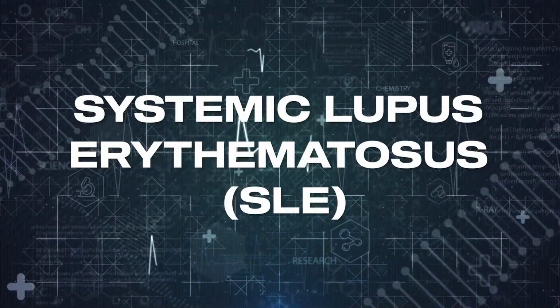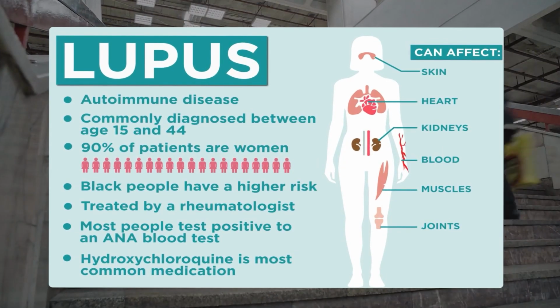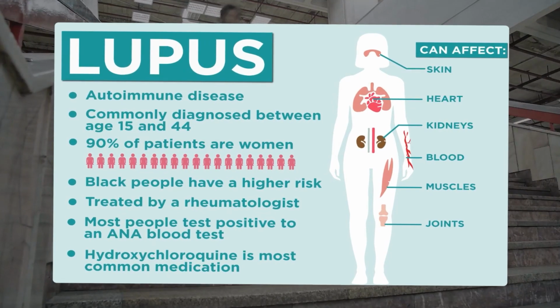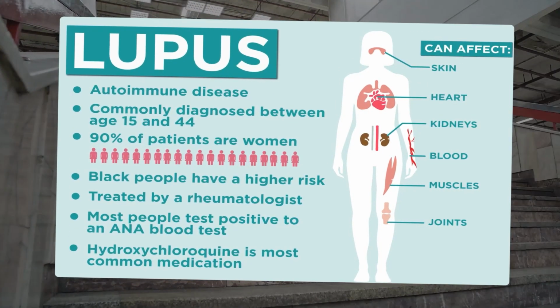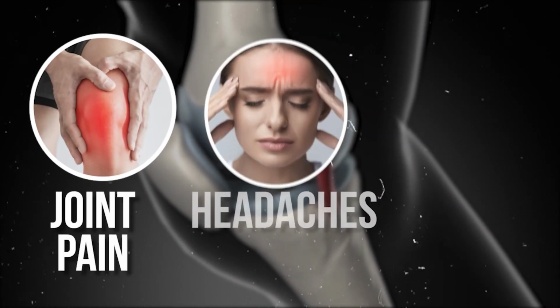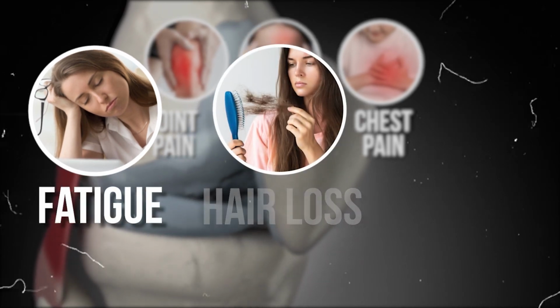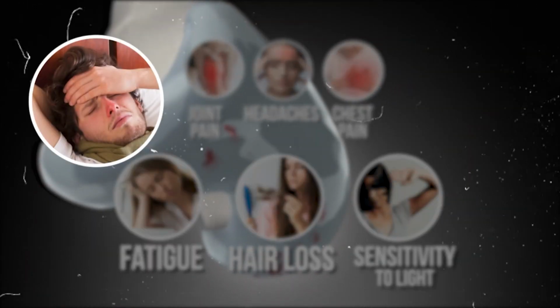Lupus, or systemic lupus erythematosus, SLE, is a complex autoimmune inflammatory disease that affects many parts of the body, including the joints, kidneys, skin, blood, brain, and other organs. It can cause joint pain, headaches, and chest pain, as well as many other symptoms, including fatigue, hair loss, sensitivity to light, fever, rash, and kidney problems.